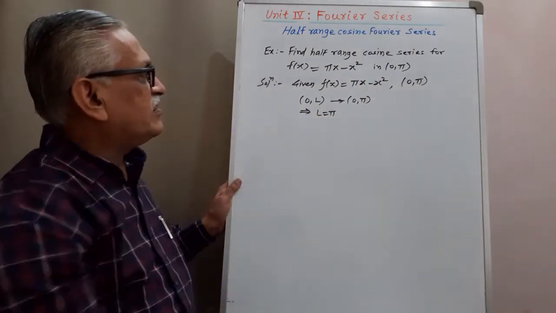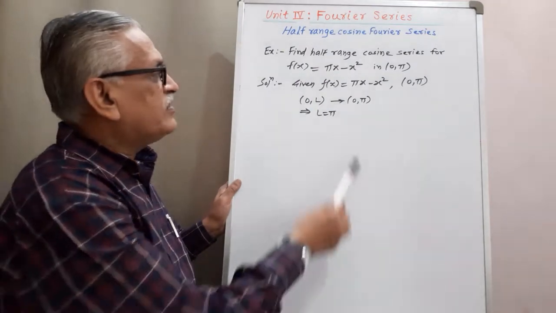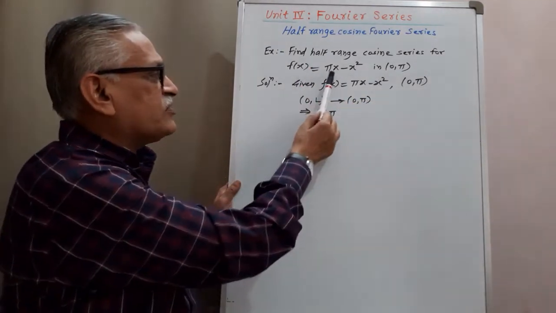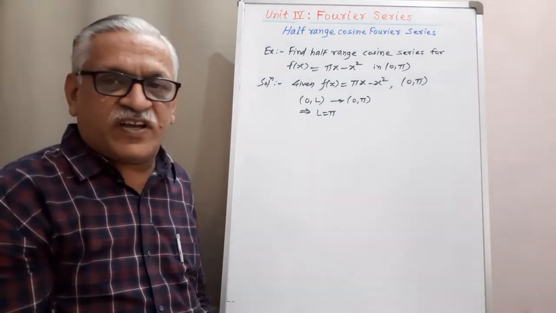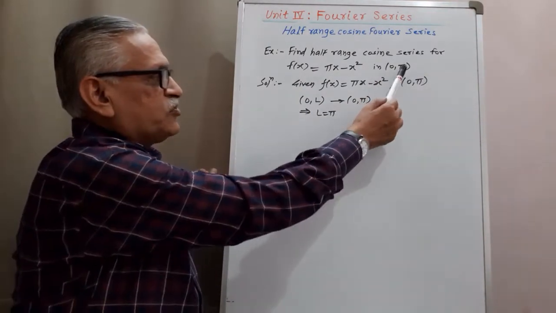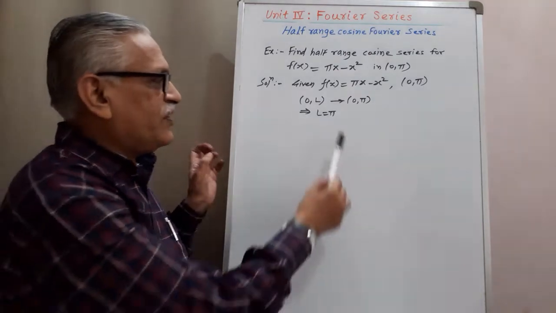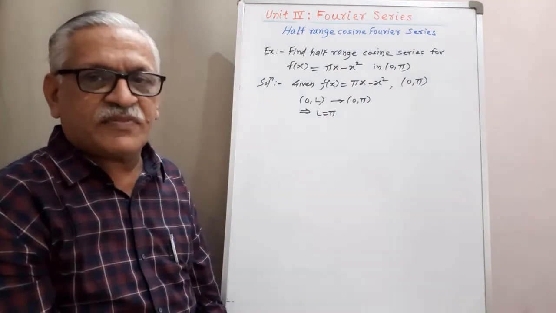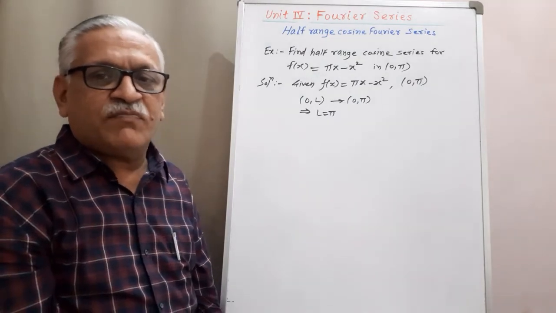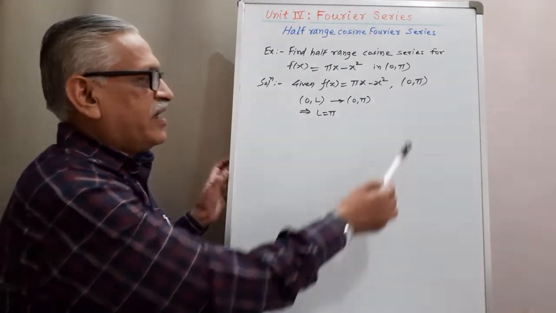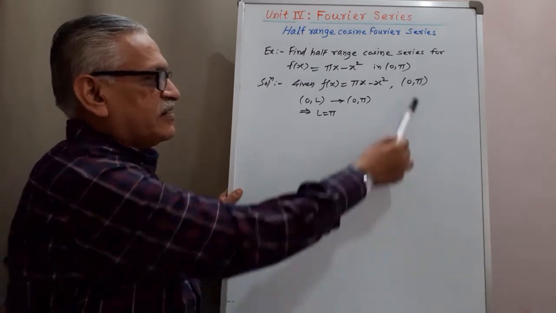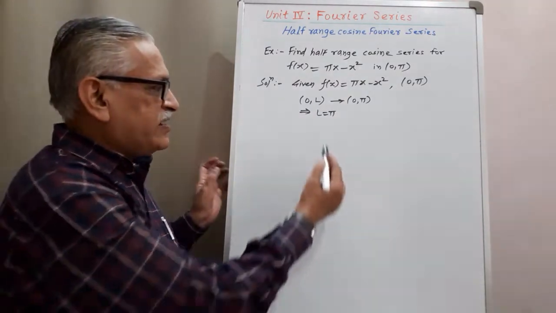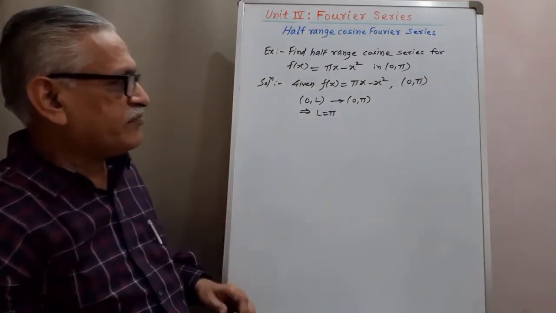Let us solve the problem. Find half-range cosine series for function f of x is equal to pi x minus x square in the interval 0 to pi. Therefore, given function is f of x is equal to pi x minus x square, and the interval is 0 to pi. Comparing that interval with 0 to L interval, we get value of L as pi.